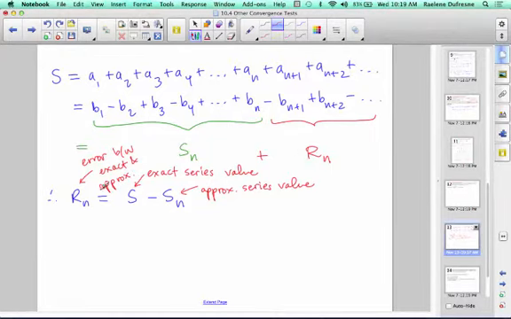So we want to have an upper bound. What's the maximum that the error can be? What's the maximum distance away from the exact value that the approximate value can be? Because we want to know if our approximation is any good. If it's not any good, we need to use more values in the partial sum, so we need to use a bigger value for n to approximate Sn to give us the exact S value.